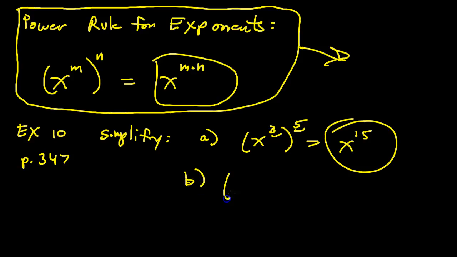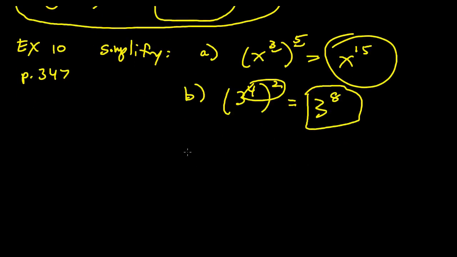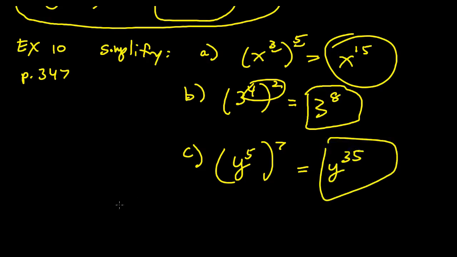Let's look at part B. Here we've got a numerical base, 3 to the 4th power, in turn squared. All right, I won't jump to the calculator. I'll just see I've got a power of a power here, as in this rule. All right, so 3 to the 4th squared. Well, 4 times 2 is 8. I get 3 to the 8th power at the exponent level. Okay, our book leaves it just like that. How about part C? Y to the 5th power, in turn raised to the 7th power. Of course, power of a power, we multiply the exponents, and I get y to the 35th power.